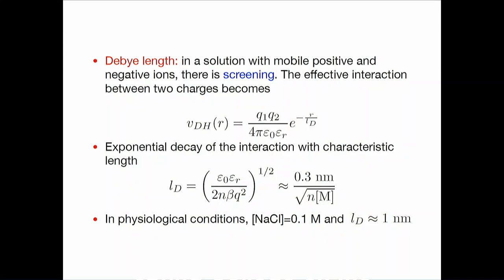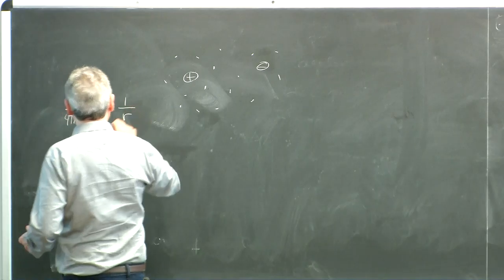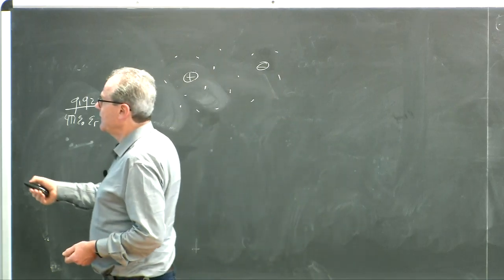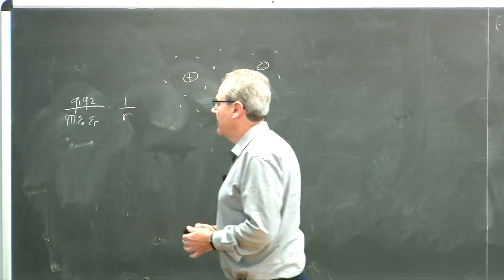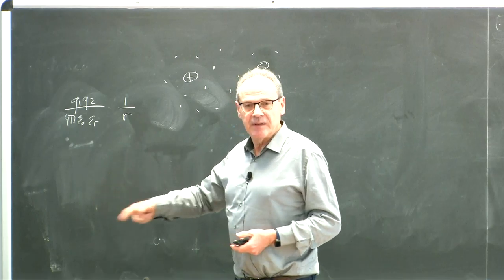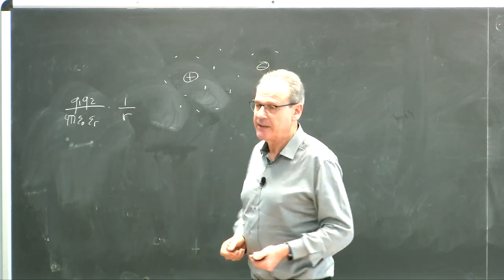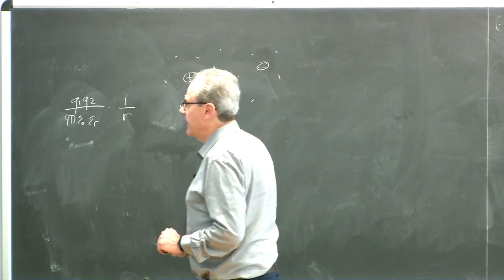The interaction is no more Q1, Q2 over 4 pi epsilon 0 epsilon r 1 over r. That would be the standard Coulomb interaction. There is a misprint here. There is a 1 over r here. But this interaction is screened. There is an effect which is called screening, which we'll study in detail in the coming lectures.